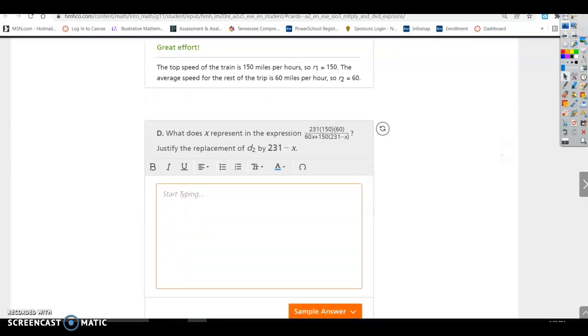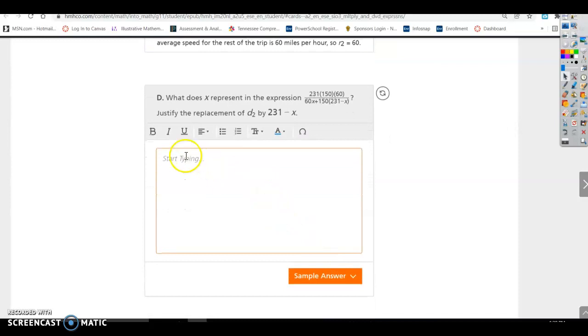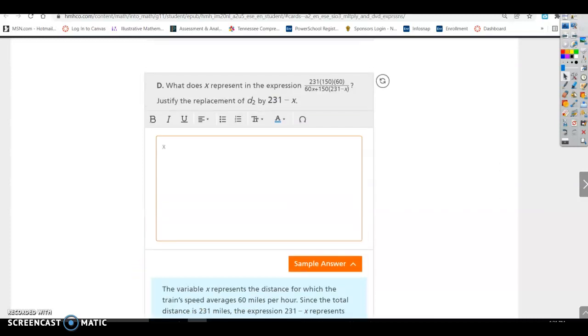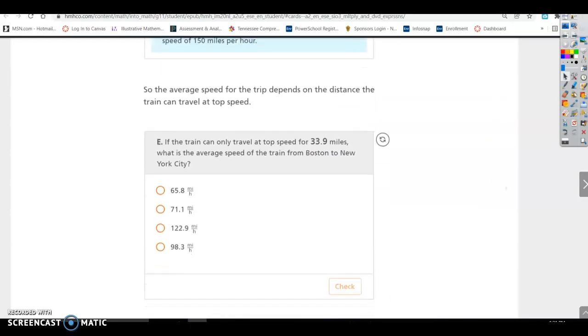What does x represent in the expression? And justify replacing D2 with 231 minus x. So we talked about that a little bit. It says the variable x represents the distance for which the train speed averages 60 miles per hour. Since the total distance is 231, the expression 231 minus x represents the portion of the trip when the train is at its maximum speed of 150 miles per hour. All right, so those are those substitutions.